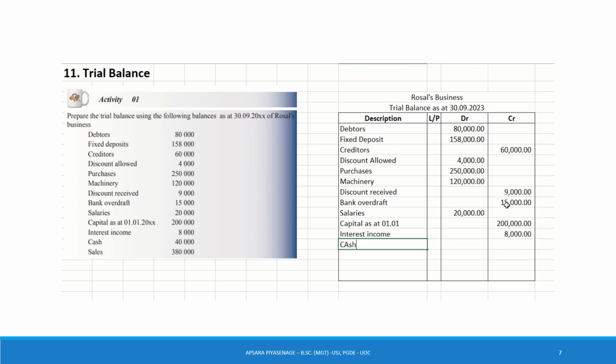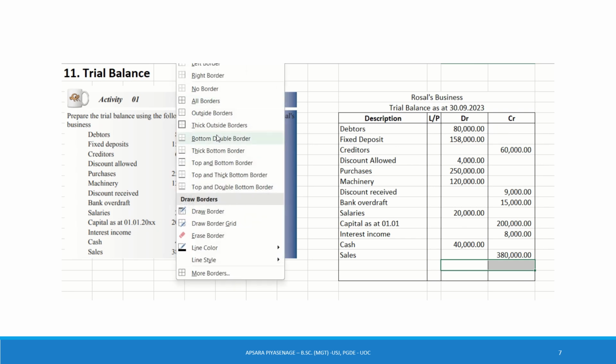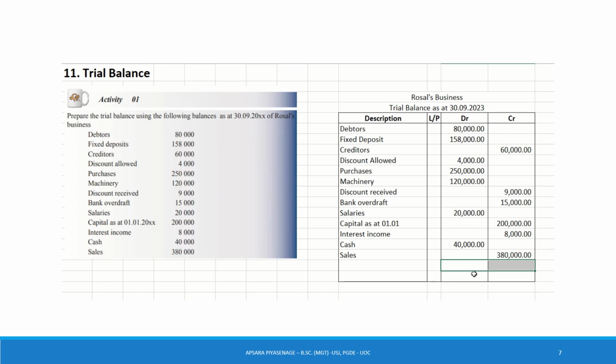Then cash. Cash is having a debit balance. It's an asset account. Then sales is an income to the business. Right. So we have recorded all the balances in the trial balance. Now what we have to do is get the totals of the debit column and the credit column.